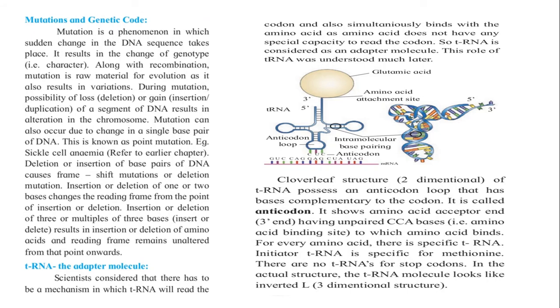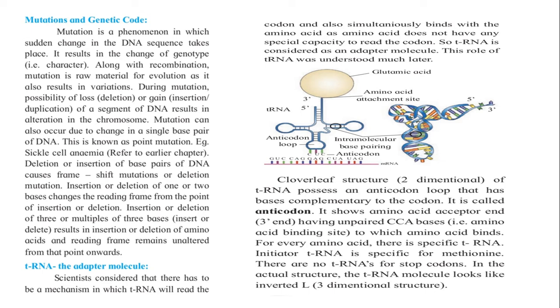Mutation and genetic code. Mutation is the phenomenon in which a sudden change in the DNA sequence takes place. It results in the change of genotype. Along with recombination, mutation is the raw material for evolution, as it also results in variations.